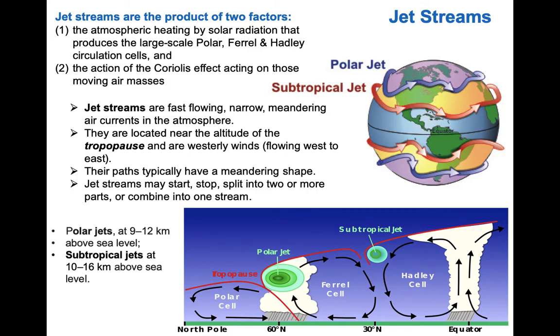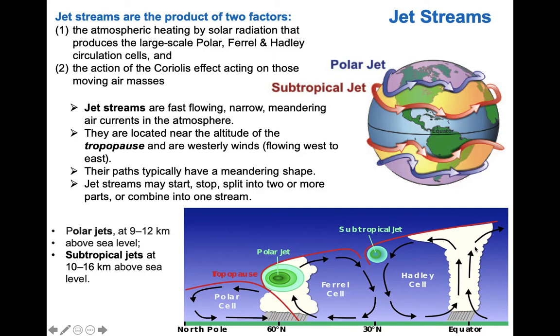Polar jets are operating at lower altitudes, about 9 to 10 kilometers, at about 60 degrees north and south latitudes. And the subtropical jets are operating between 20 degrees north and south latitudes and over the equatorial zone, and they're operating at a much higher altitude, about 10 to 16 kilometers above sea level.